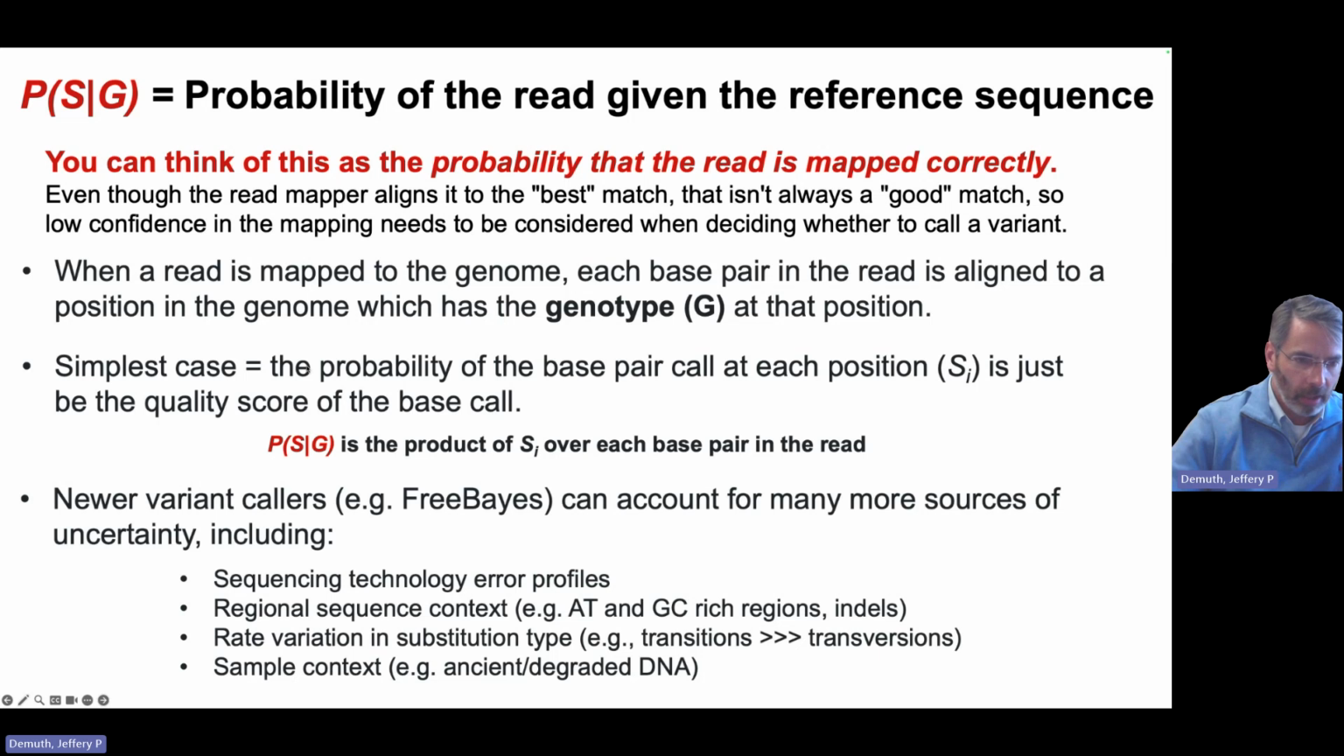In the simplest case, the probability that a base pair at each position, and so this is S sub i, so that's each position in the read that's aligned to that position.